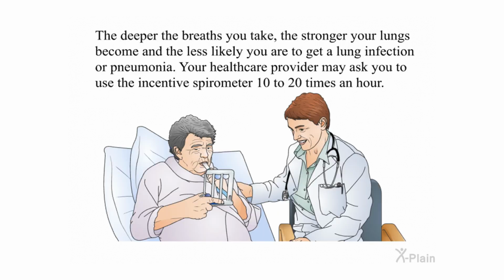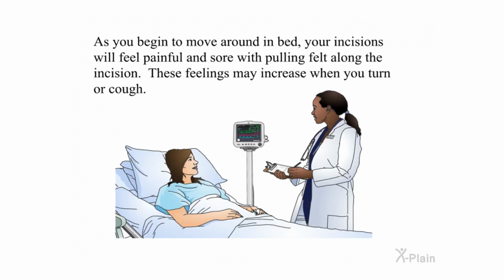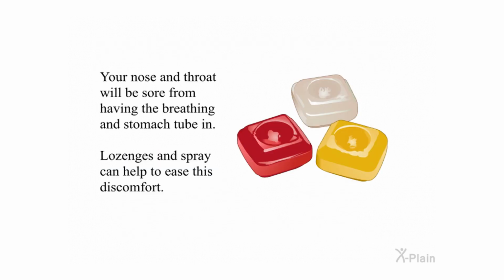The deeper the breaths you take, the stronger your lungs become, and the less likely you are to get a lung infection or pneumonia. Your healthcare provider may ask you to use the incentive spirometer 10 to 20 times an hour. As you begin to move around in bed, your incisions will feel painful and sore with pulling felt along the incision. These feelings may increase when you turn or cough. Your nose and throat will be sore from having the breathing and stomach tube in. Lozenges and spray can help to ease this discomfort.